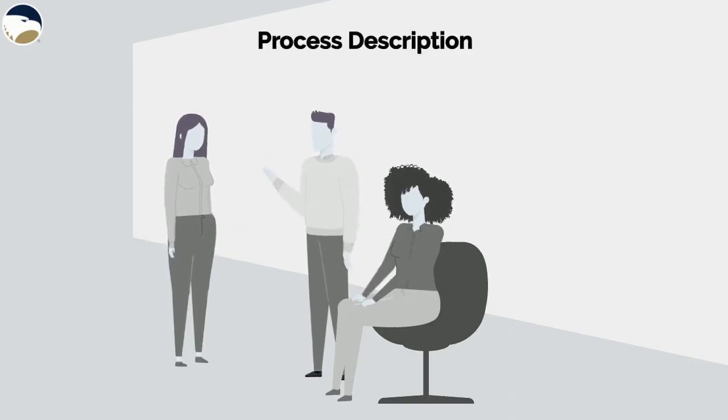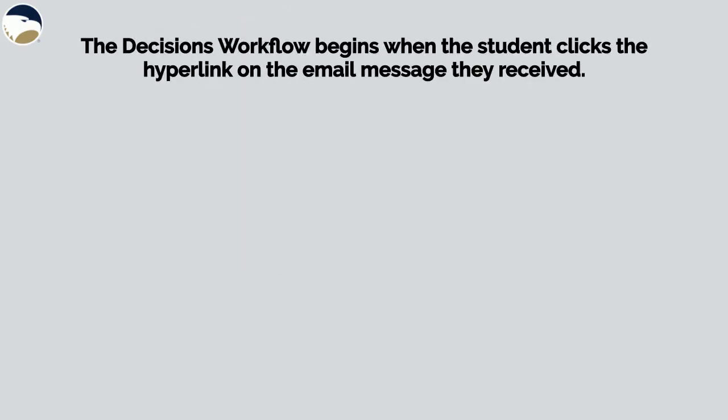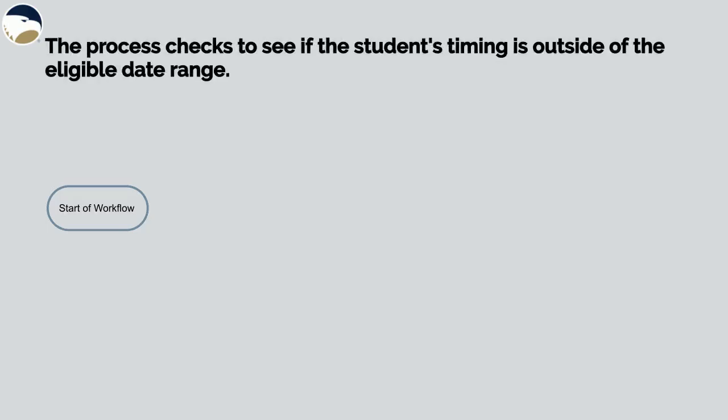Process description. The process, which is driven by decisions rules and workflow software, begins when the student clicks the hyperlink in the message described previously. The first thing that the workflow does is to compare the date on which the student clicked the link to the eligible date range.